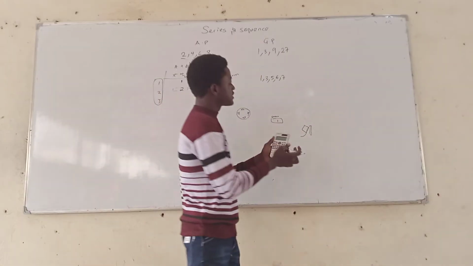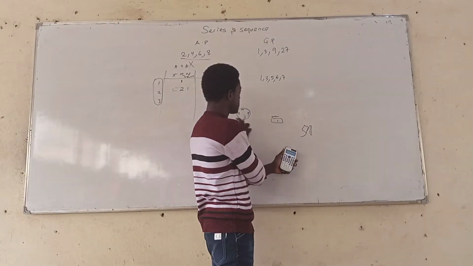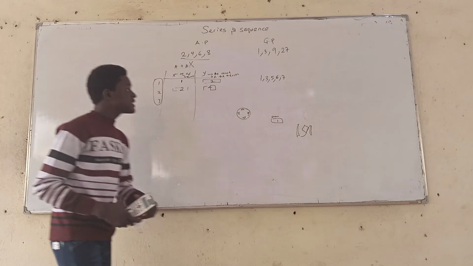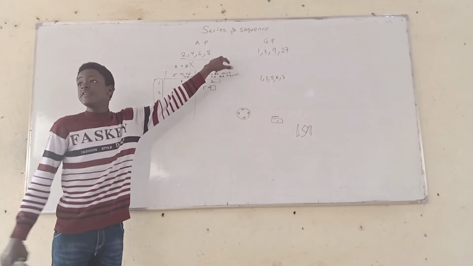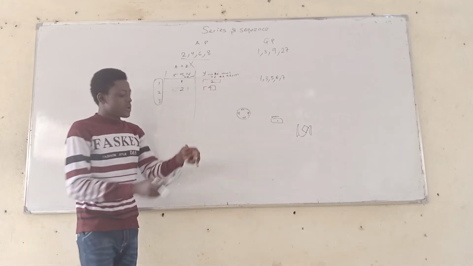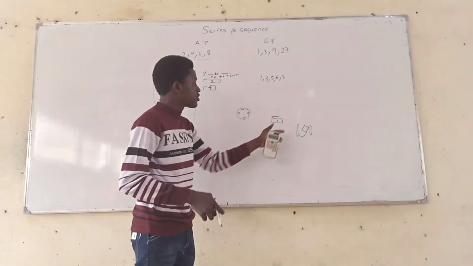So move it to this side with this button. This is your button here. Move it to this side. Now let's say we are looking for the 5th step. The 5th step in this arithmetic progression is what? 10. Now press 5 at the front of this stuff.